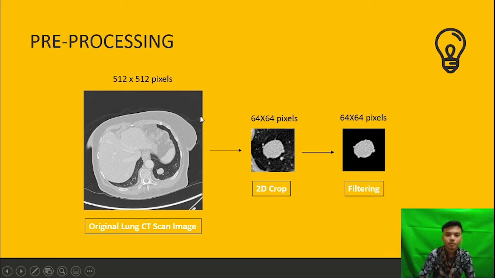And this is the pre-processing step. First, the original lung CT scan image, which has 512 by 512 pixels, is cropped into 64 by 64 pixels using a Python algorithm, and we call it 2D crop. After that, we filter the image to erase the non-nodal parts using the software GIMP, and we call it the filtering step.